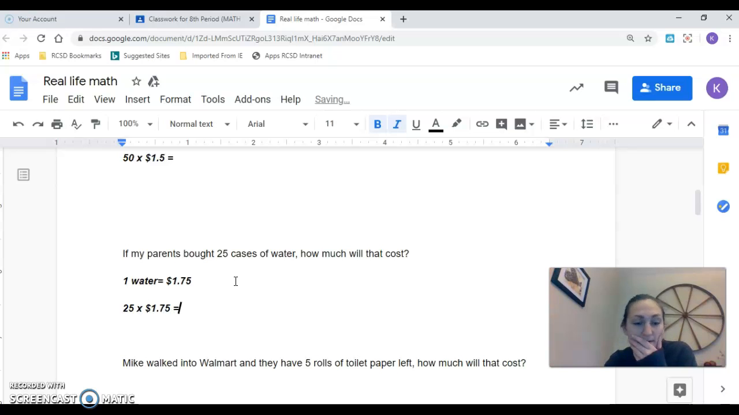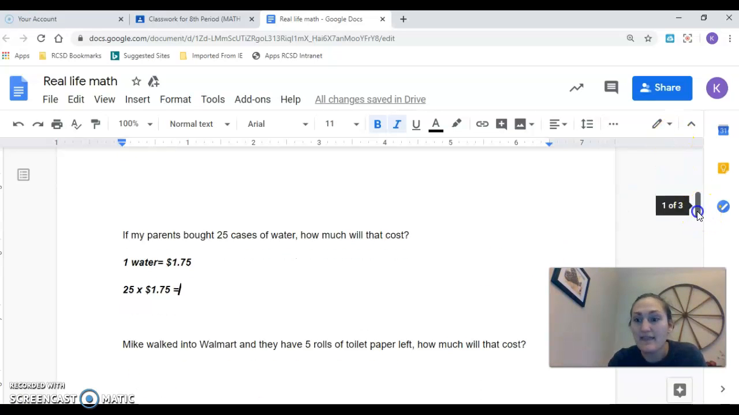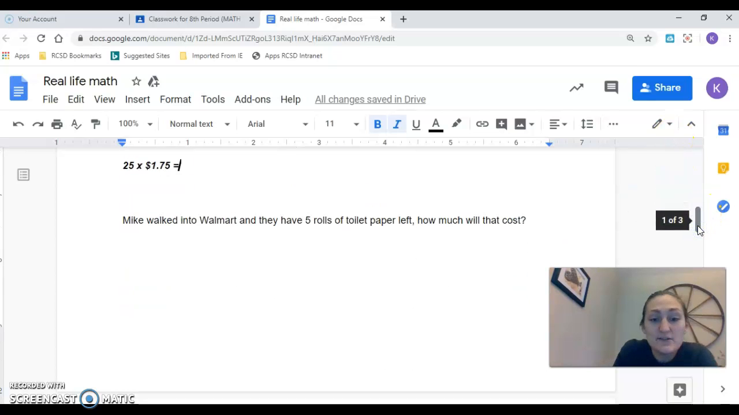How much will that equal? Again, I pull up my calculator and do that math. Mike walked into Walmart and they have 5 rolls of toilet paper left. How much will that cost? Okay, so he's buying 5 rolls of toilet paper.